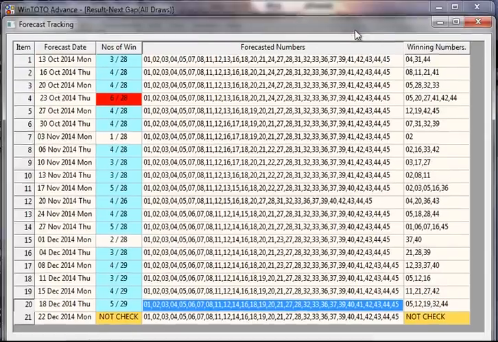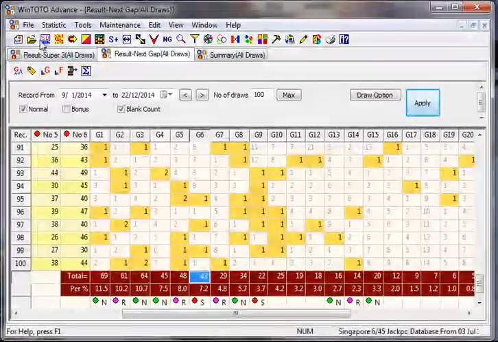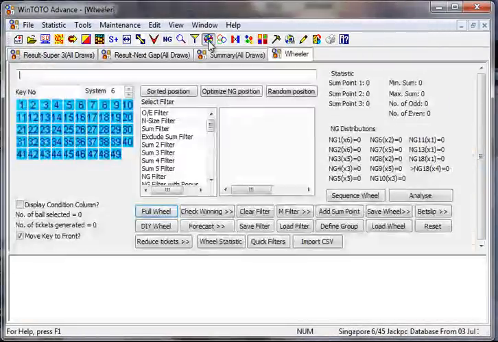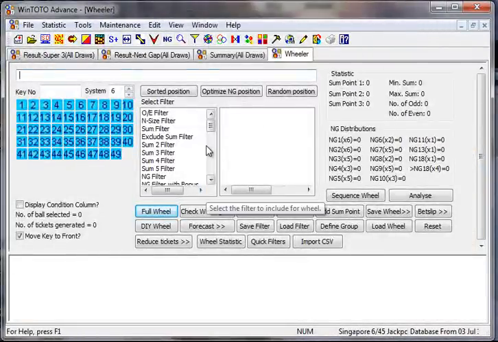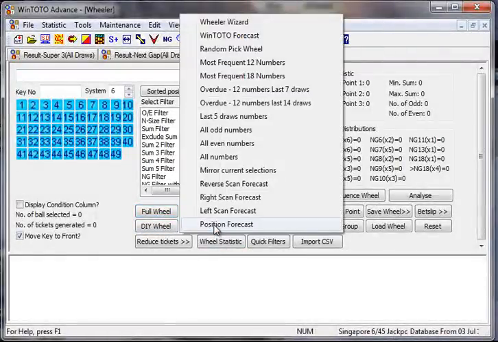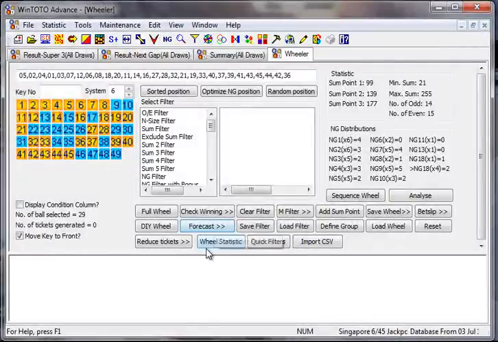So if there's a situation, all we needed to do is use this method called the wheeler. So long as you've got this latest version, all you needed to do is just click on the word forecast, look for position forecast, which is one of the best so far. Here has got 29 numbers. I repeat again, he has got 29 numbers here.